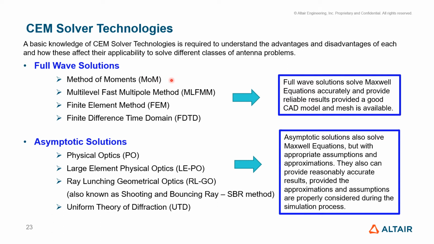So full wave solutions include method of moments, multi-level fast multipole method, finite element method, and finite difference time domain method. Of course, there are other different variations of these methods that also can be called full wave solutions. Asymptotic methods include physical optics, large element physical optics, ray launching geometrical optics. This is also sometimes known as shooting and bouncing ray or SBR technique, and uniform theory of diffraction.